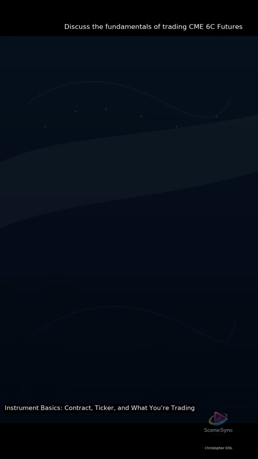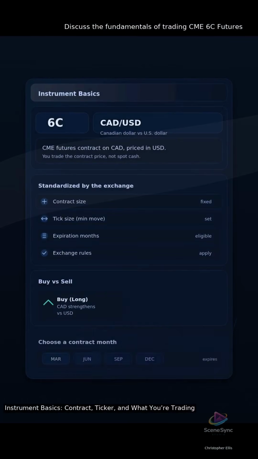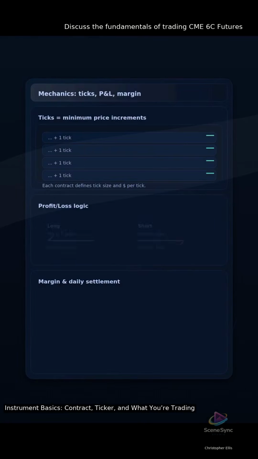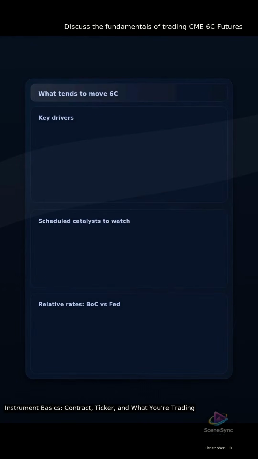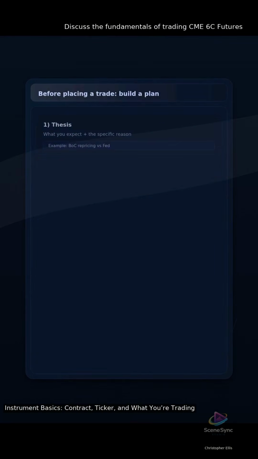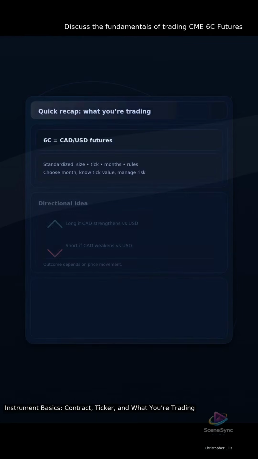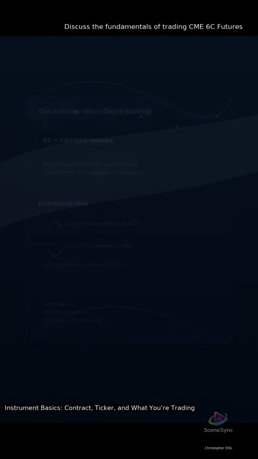Let's define the instrument. The ticker 6C refers to a CME futures contract on the Canadian dollar, priced against the US dollar. Because it is standardized, the exchange sets key details like contract size, the minimum price change called the tick, eligible expiration months, and trading rules. You can buy the contract if you think the Canadian dollar will strengthen versus the US dollar. You can sell if you think it will weaken. You also must choose a specific contract month.